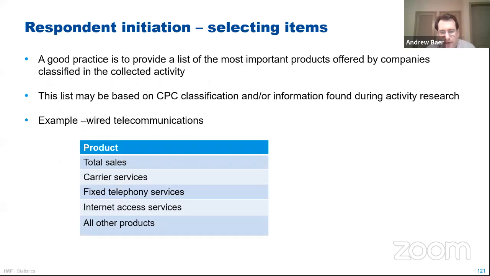So a good practice is to provide a list of the most important products offered by companies that are classified in the collected activity. If you use the Central Product Classification or a national product classification based on CPC, this would be what you'd use here. These are CPC product categories for wired telecommunications. These are kind of outdated, but they are carrier services, fixed telephony, internet, all other. That's just what happens to be in the product classification.